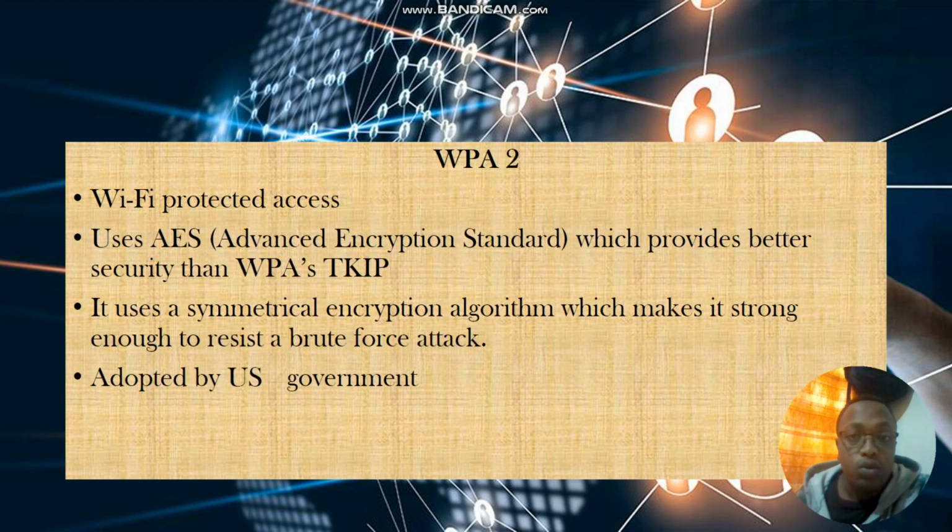Now to replace WPA came WPA2, which stands for Wi-Fi Protected Access 2. It uses the Advanced Encryption Standard, which is AES, which is better in security than WPA's TKIP, and it is an asymmetrical encryption algorithm, which makes it strong enough to resist a brute force attack. We all know what a brute force attack is. It's whereby one tries all possible combinations of characters and numbers and symbols in order to maybe crack a password, or you go one character after the other.